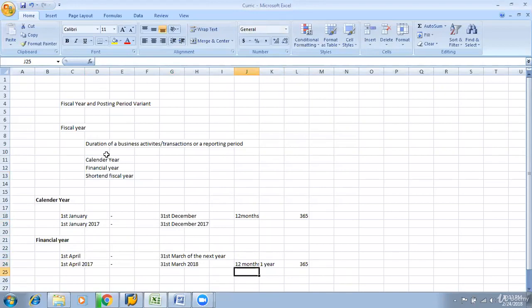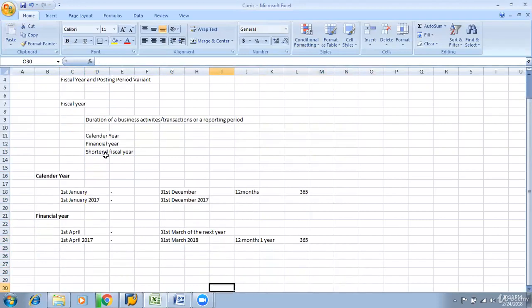It is only that a few countries like India follow the financial year. The Companies Act and the Income Tax Act of India guide us to follow the financial year, that is 1st April till 31st March of the next year. Next comes the shortened fiscal year.